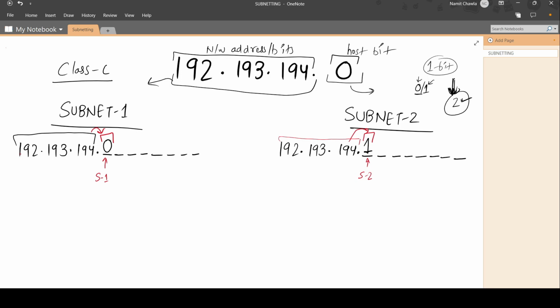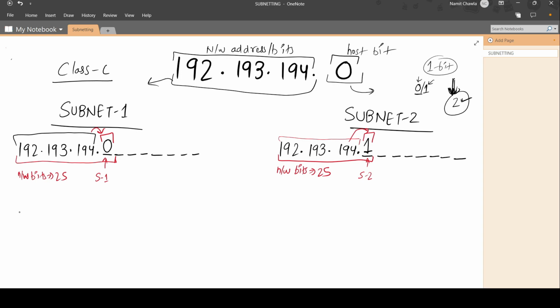Okay, now earlier your network bits were 24, now they have changed to 25. So network bits I'll write over here, network bits is equal to 25, and then over here network bits is equal to 25. Cool, not a big deal. Correct. Now let's move on.